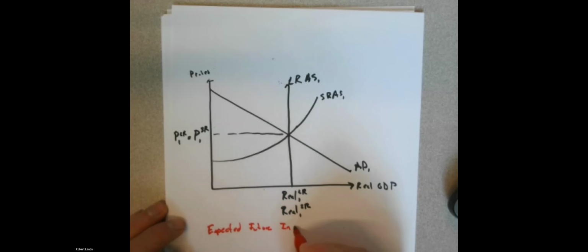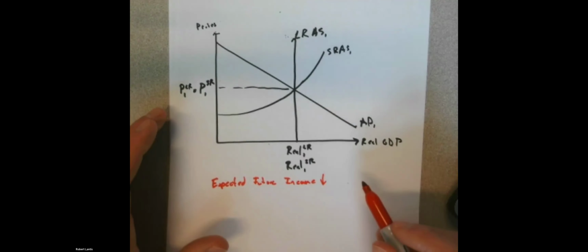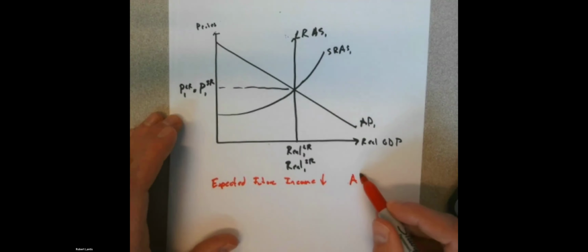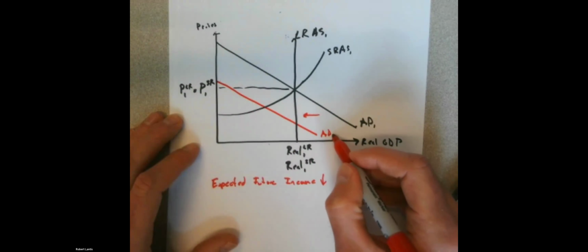What if instead I saw that, let's say, expected future income goes down. So once again, we're combining things we talked about in module 5 with this new model. So if we think there's going to be lower income in the future, what will consumers do today? They're actually going to buy less, so we have this decrease in our aggregate demand.